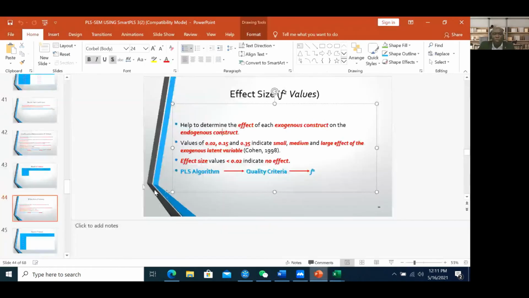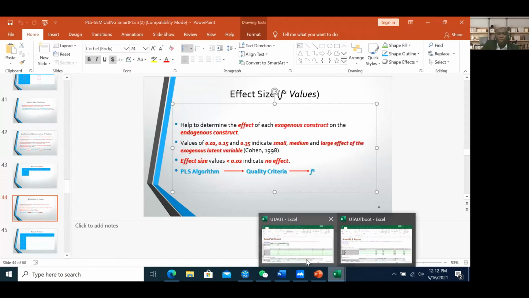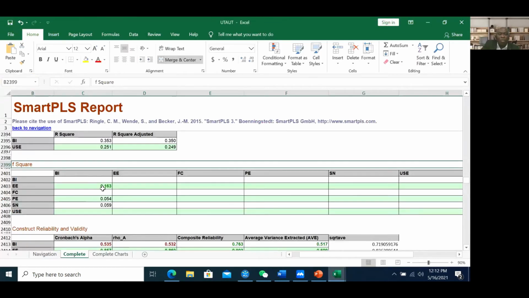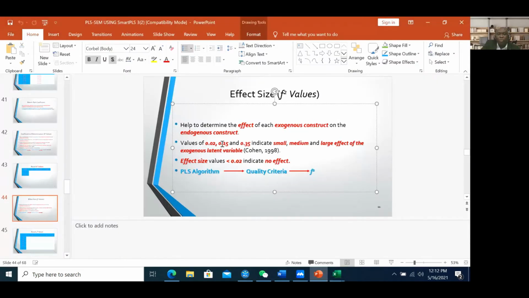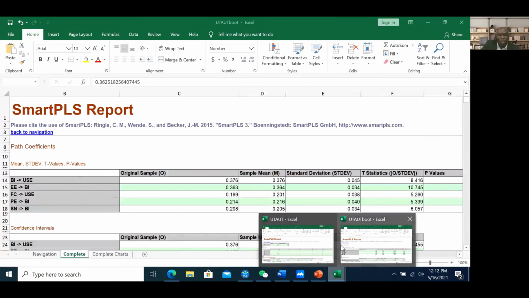Good. So what is the requirement for assessing the F square? Values of 0.02, 0.15, 0.35 indicate a small, medium, and large effect of the exogenous latent variable. Okay, good. So you check from this table what the values are. This is 0.163. So we go back and check 0.163. That is a medium effect. Okay, that's a medium effect.